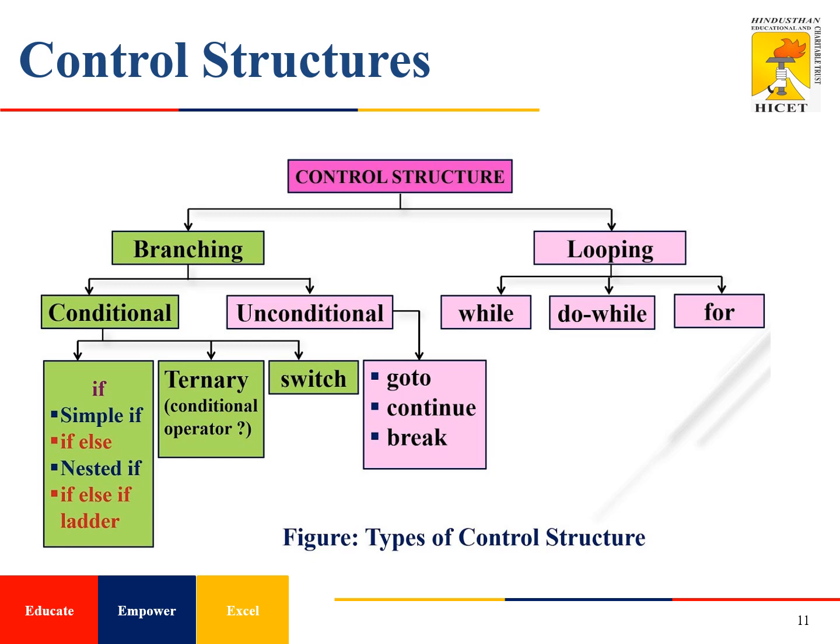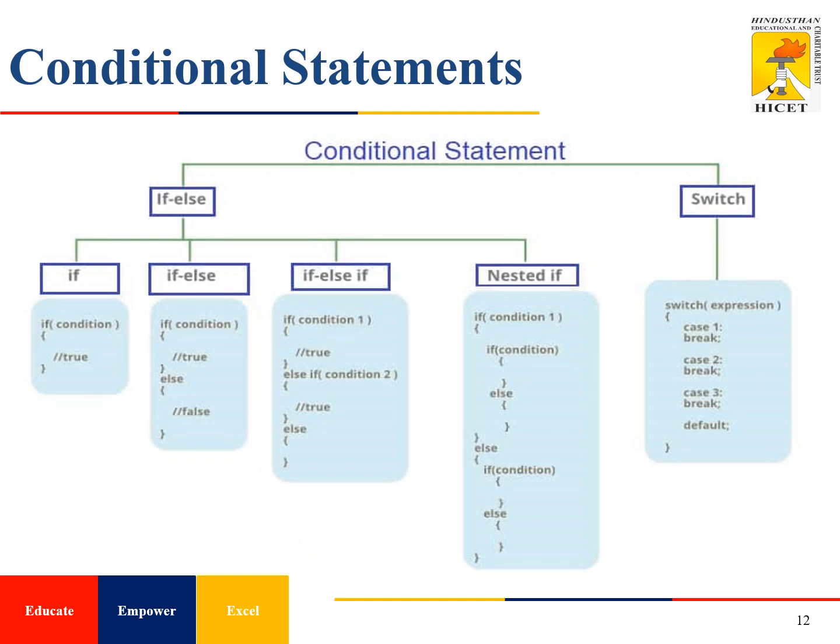And for unconditional branching, we have goto, continue, and break. And for looping we have while loop, do while and for loop. While means it just runs the code until the condition becomes false, and for is used to run the code until the condition becomes false. This is the conditional statement. Here we have if else and switch.